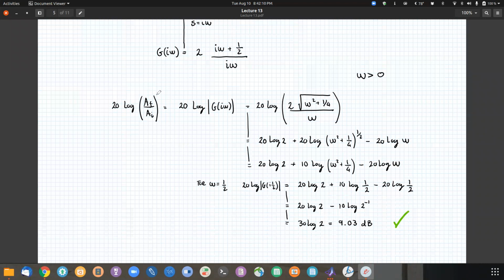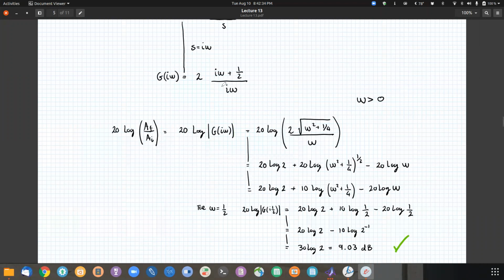All right, so let's actually find out that the ratio, 20 logarithm of the ratio of the amplitudes, is 20 logarithm of the magnitude of the transfer function, as I stated. But that was just a statement. Now let's prove that that is indeed the case. So what is the magnitude of g of i omega? Well, we have a complex number here with a numerator and a denominator.